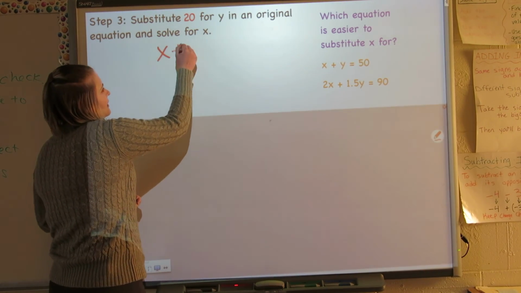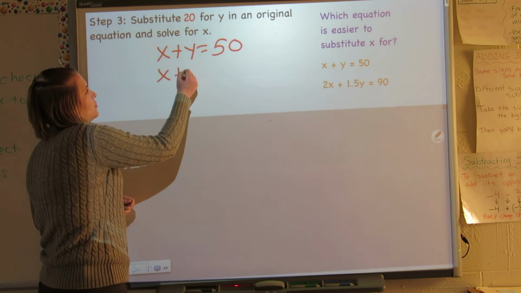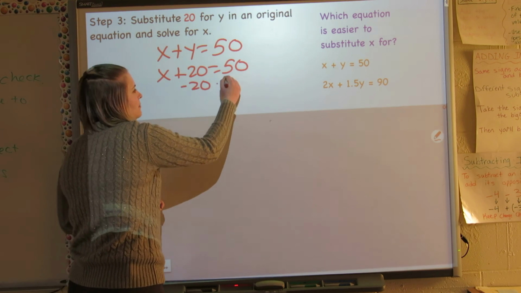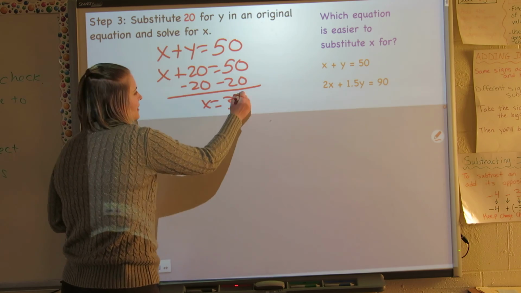So x plus y equals 50. Substitute my 20 for y. Subtract it from both sides. And I get that x is equal to 30.